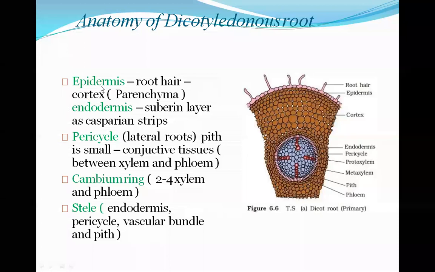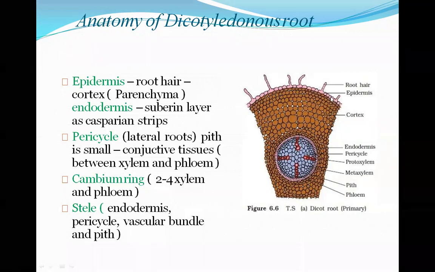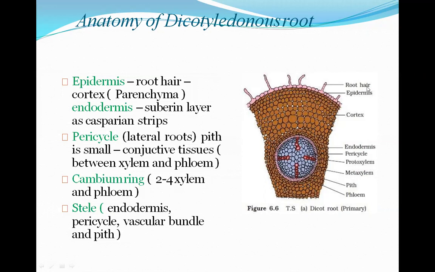So the first point is the epidermis. In the epidermis, there is the presence of the root hairs which are observed, right? And along with that, there will be the presence of the cortex region which is made up of the parenchyma cells, right? There is presence of endodermis where the suberin layer is present as Casparian strips. You can see the figure over here, there is the presence of thread-like or hair-like structures which are known as the root hairs, right? They are elongated from the epidermis cells, right? That means the cells which are present in the epidermis layer are forming the hair-like structures which are known as the root hairs.